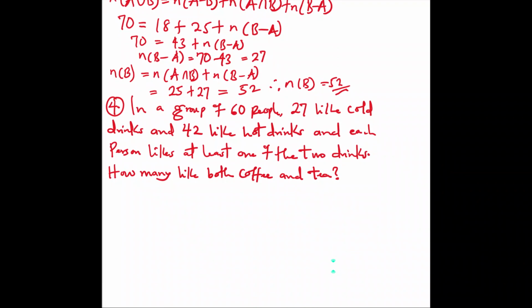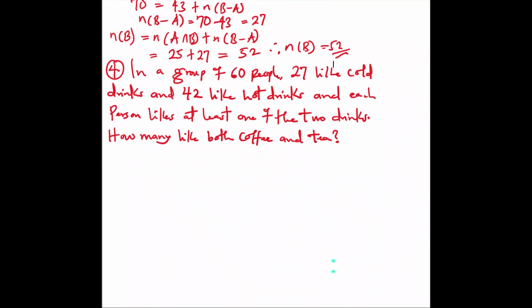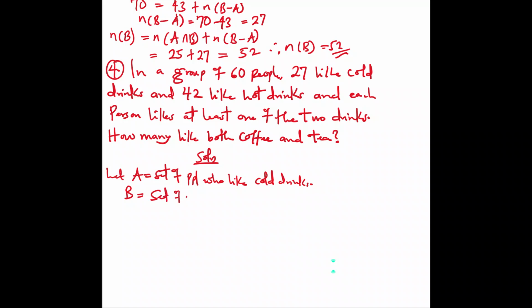The next question says, in a group of 60 people, 27 like cold drinks and 42 like hot drinks, and each person likes at least one of the two drinks. It says, how many like both coffee and tea. Okay, so now let A be the set of people who like cold drinks, and let B be the set of people who like hot drinks.